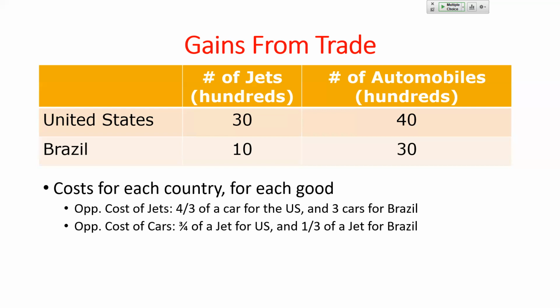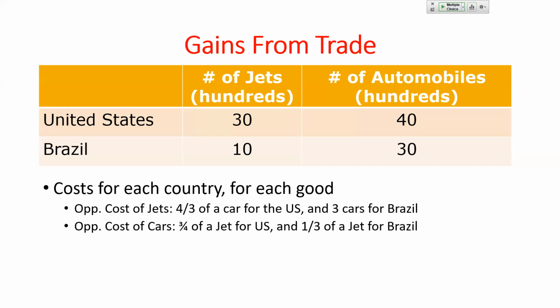Then we do the same thing for Brazil, right? Instead of 30 and 40, we have 10 and 30. Calculate the slope of that line. We get that the cost for Brazil producing one more automobile is 1/3 of a jet. So significantly lower. So we would say that Brazil has a what? In automobile production, if they can do it at a lower cost, they have a comparative advantage.